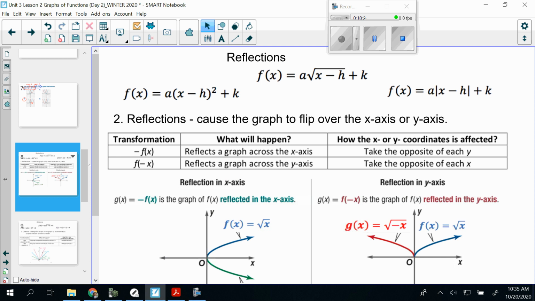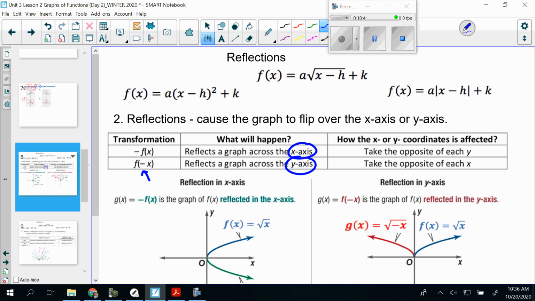Reflections: if there is a negative inside or outside, that's going to flip it. Negative outside, outside's always vertical, so this is going to flip it up and down over the x-axis. A negative inside, inside's always horizontal, so this is going to flip it horizontally, left and right, over the y-axis.